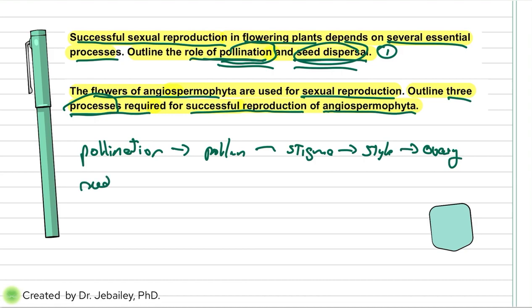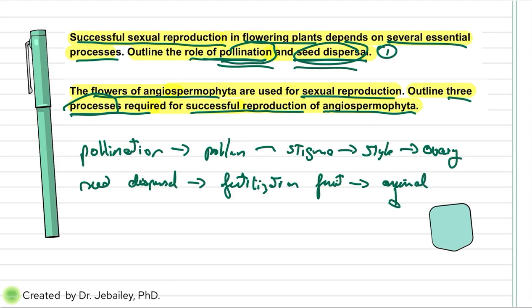We got seed dispersal. This is where after fertilization, you're going to have the fruit being grown, and then the fruit can be eaten by other types of animals, and these animals can fly the seeds of the fruits and throw them somewhere out. So it's basically the seeds of the fruit that are thrown out somewhere. That's what seed dispersal is.